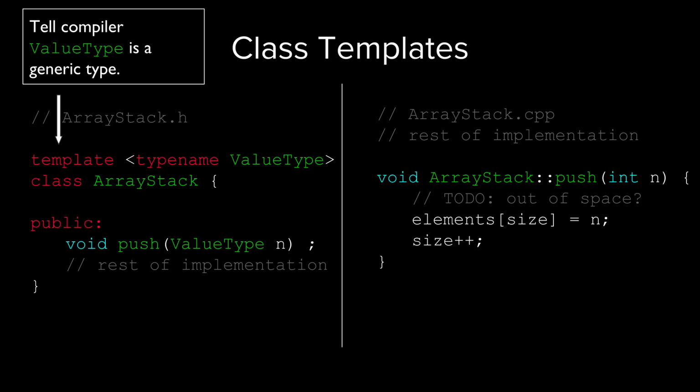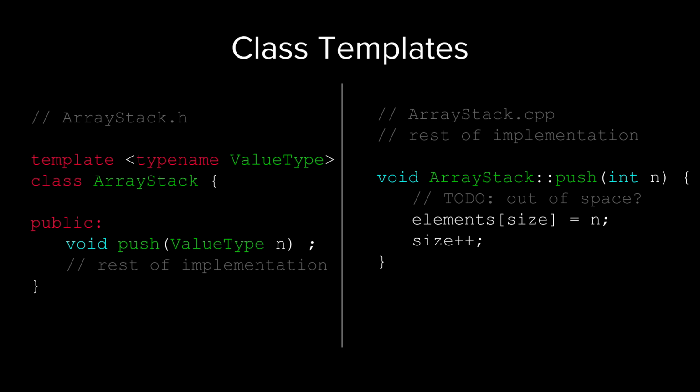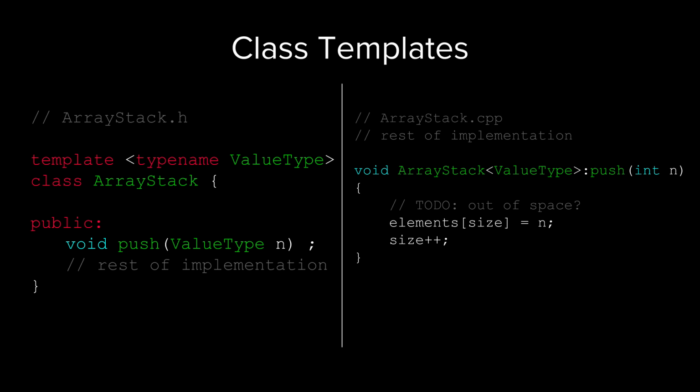Okay, and then you have to sort of do the same thing in the CPP file. You have to firstly change the array stack object to be array stack value type. And then above this function implementation, you also have to say value type is a templatized type.